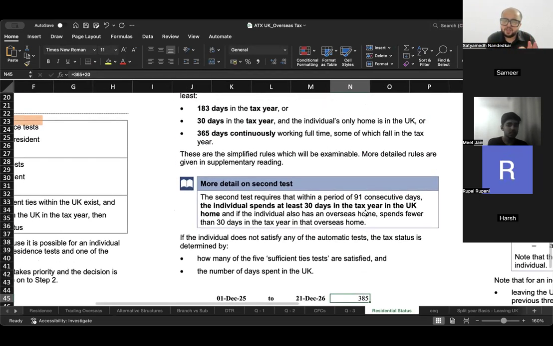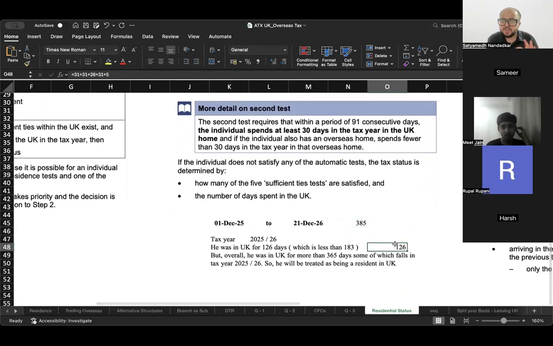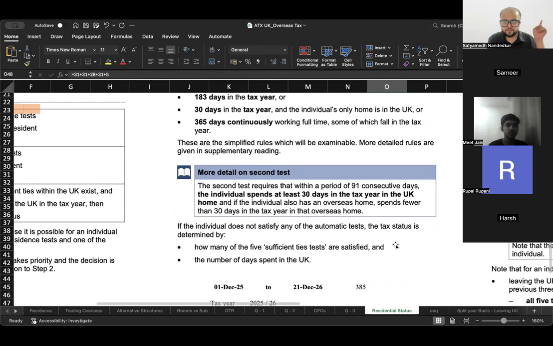So how many days fall in the current tax year? 126 days fall in the current tax year. He will be considered resident in the UK. 365 days continuously working there full time, some of which falls in the current tax year. अब ये वाला कंडीशन मतलब जहां पे आपको ये सिंबल दिखता है ना स्टडी टेक्स्ट में, वो कंडीशन पे ज्यादा ध्यान मत देना when you are so close to the exam.